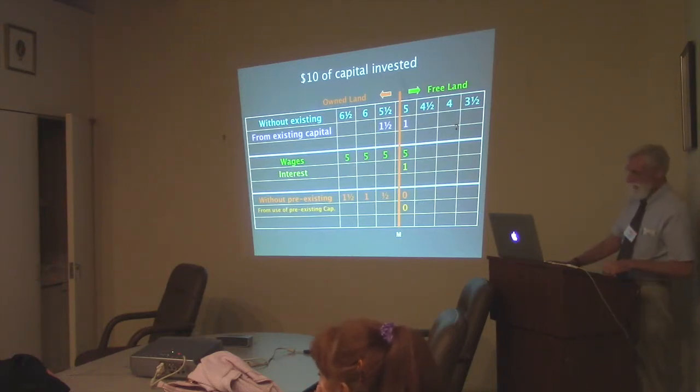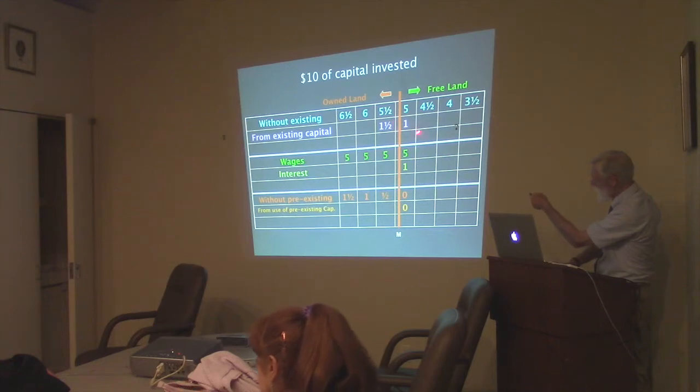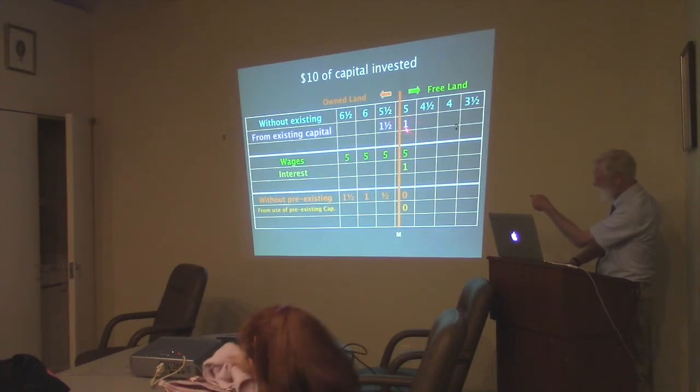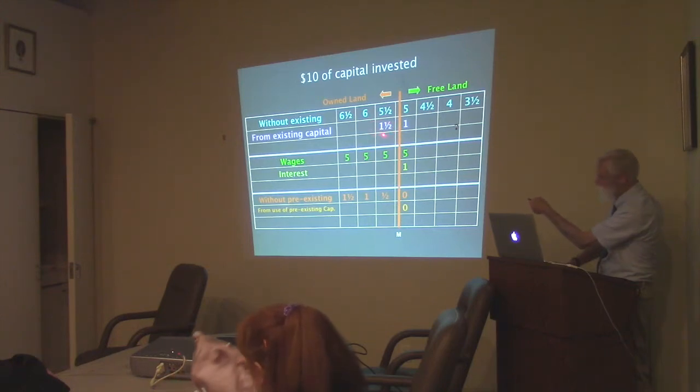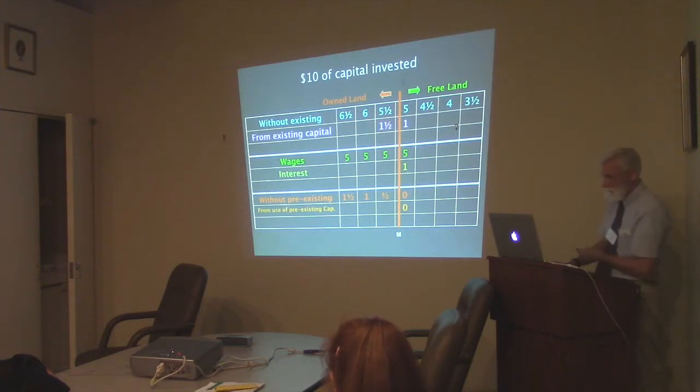Well, wait, we're talking about the capitalist now. So let's stay in this line. If he puts the capital to work down here on the free land, it'll yield 1. If he puts it to the land that's already owned by somebody and is superior, it will yield 1.5. And can he claim that 1.5? What's the landowner going to say to him?